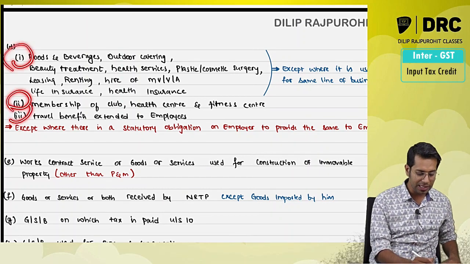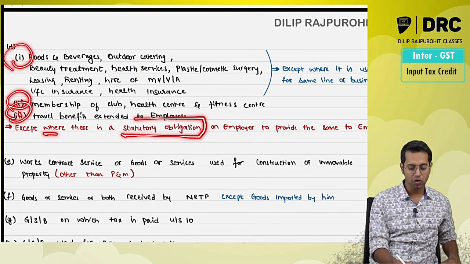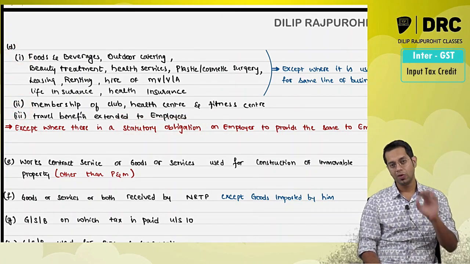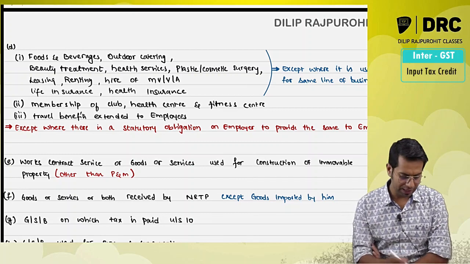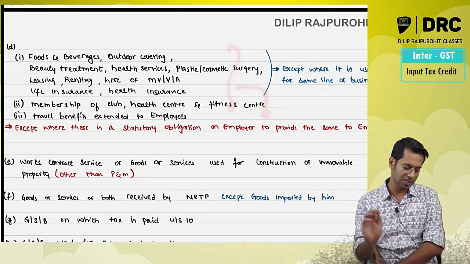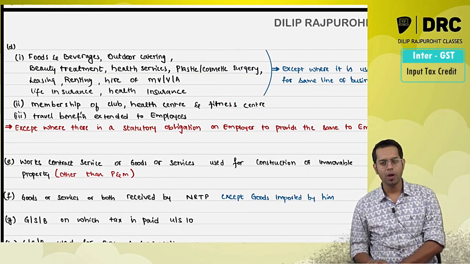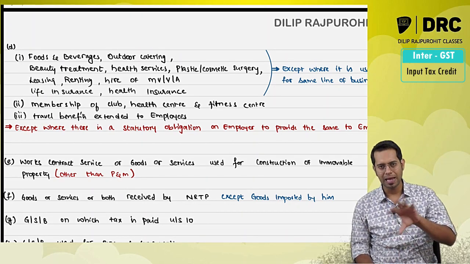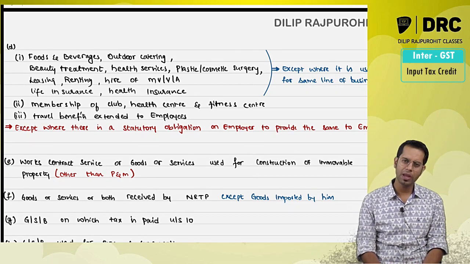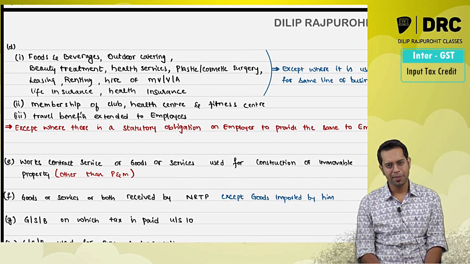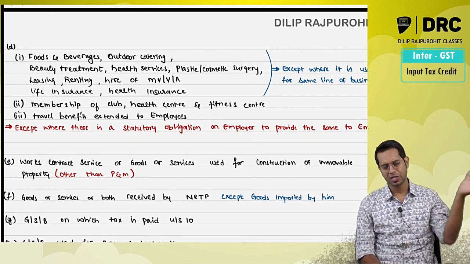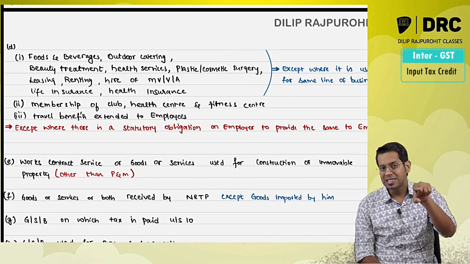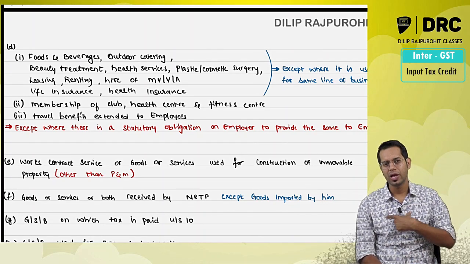However, on these 3 points, ITC can be taken when there is a statutory obligation on the employer to provide the same to the employees. So if there is a statutory obligation on the employer to provide these things to the employees, then he can take input tax credit. Sir, what do you mean by this? See, normally for foods and beverages, input tax credit cannot be taken. So there is a factory canteen, I am supplying food to my employees. Now can I take input tax credit? Normally no. Assuming I am purchasing this food from someone else, can I take input tax credit? Answer is no. But however, the Factories Act is telling Dilip you will have to supply food to your employees. Now can I take input tax credit?